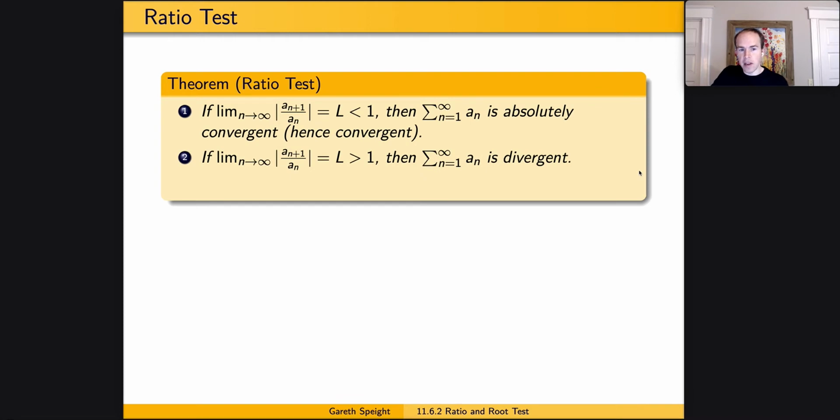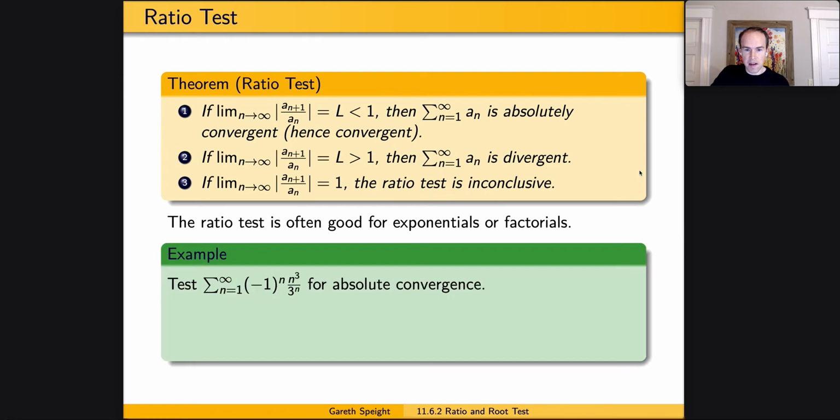On the other hand, if we look at the limit of a_{n+1} divided by a_n, take the absolute value, we get L, which is strictly larger than 1, then the series is divergent. And then in the middle, if L equals 1, then anything can happen. So the test is inconclusive. So you can have series where a_{n+1} over a_n tends to 1 that are convergent, or you can have series where that happens that are divergent.